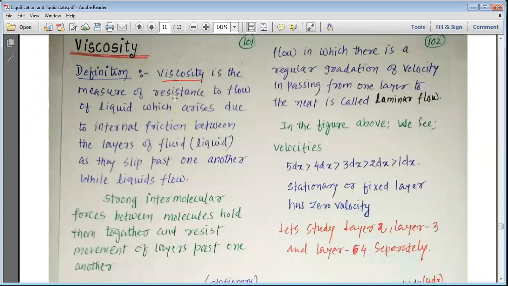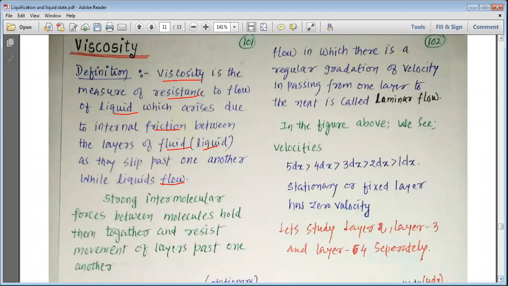Viscosity is the measure of resistance to flow of liquid which arises due to the internal friction between the layers of fluid, that is liquid, as they slip past one another while the liquid flows.